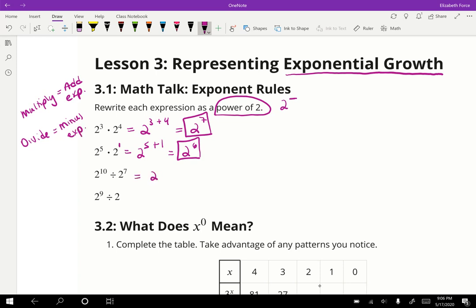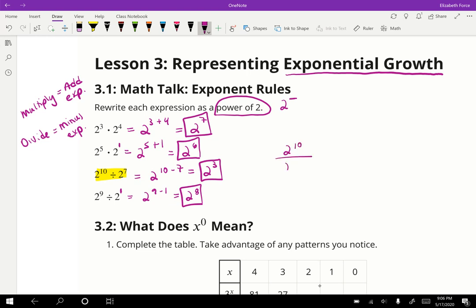So in this case, it's going to be 2 to the 10 minus 6, which is equal to 2 to the third. And then this is going to be 2 to the 9 take away 1, which is 2 to the 8th power. I'm going to take a moment, though, just to expand this one out for you guys, just to show you what that means.